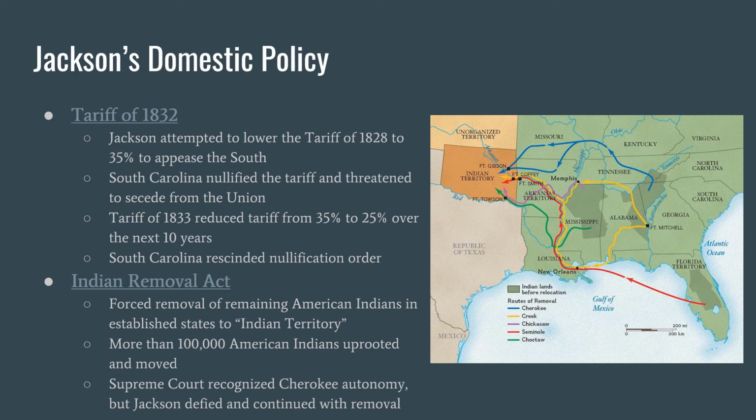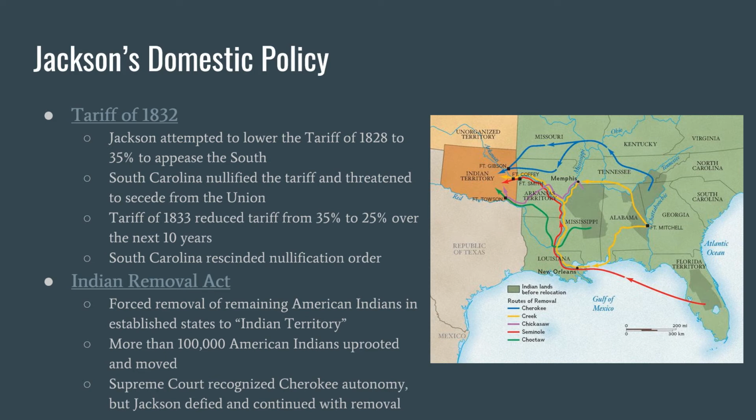Another thing that Andrew Jackson does is he begins the process of removing indigenous Americans from their ancestral homeland. We do still see a lot of indigenous groups living in states, living in Georgia and Alabama, North Carolina, Mississippi, in the territory of Florida.